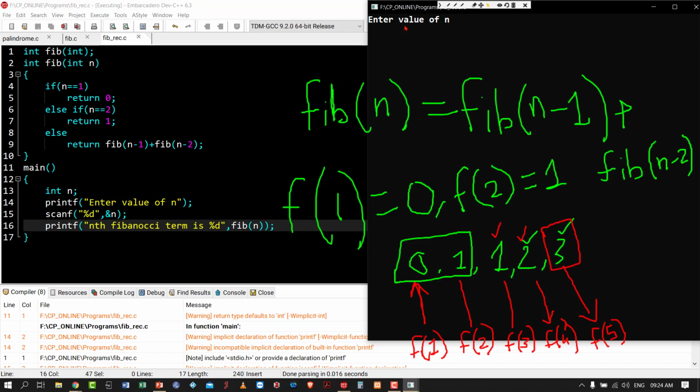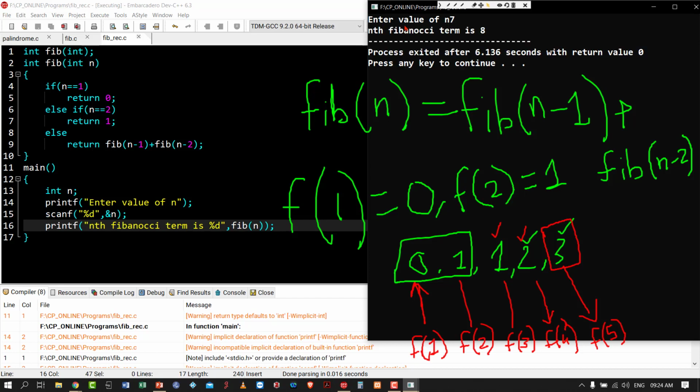So I am giving the seventh term. The seventh term will be 8, because the sixth term will be 5, and the seventh term will be 3 plus 5, that is 8. Is it clear? Any doubt in this one? If it is clear, please type clear in the chat box. One more example is there that we will discuss later. Any doubts in the topics we have discussed today?